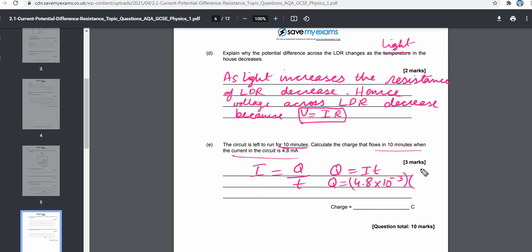Remember that we have to put the time in seconds, because the standard unit of time is second and the standard unit of current is ampere. So whenever we use the formula, we have to put the values in their standard units. So the time is 10 times 60, because when we multiply 10 with 60, we get the time in seconds. I'll put this whole thing in the calculator: 4.8 times 10 to the power of negative 3 times 10 times 60. That would be equal to 2.88 coulomb.